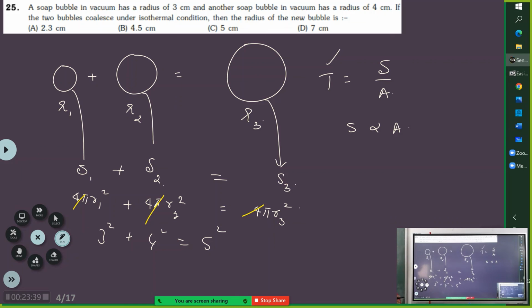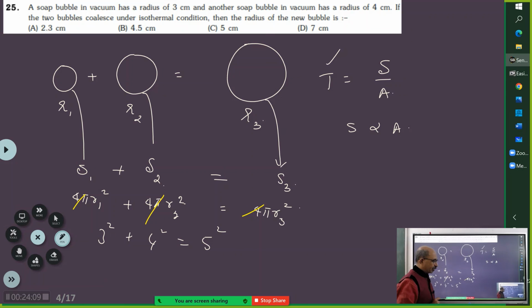See again I am telling you, there is no ready-made formula for all these things. You have to draw the diagram, understand the mechanism, and during the mechanism, understand what physical quantities are involved and relevant, and then you should solve. So here the substance is common, so surface tension is the same, conditions are the same, and therefore the energy must be conserved. That's it. And therefore you just get the problem.